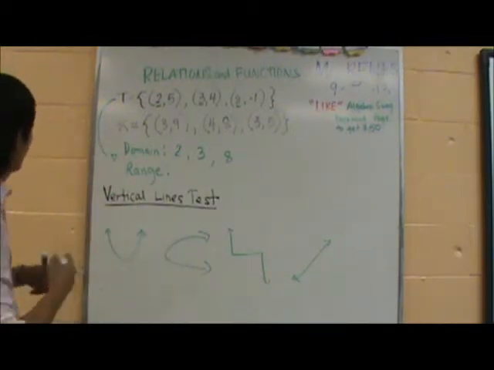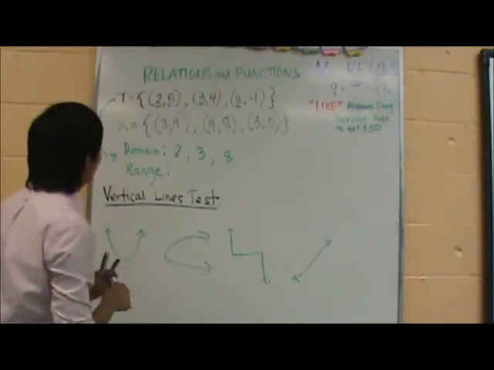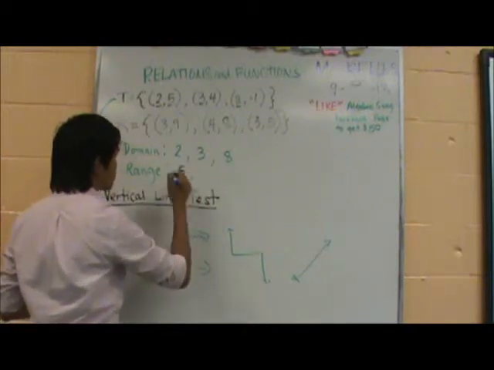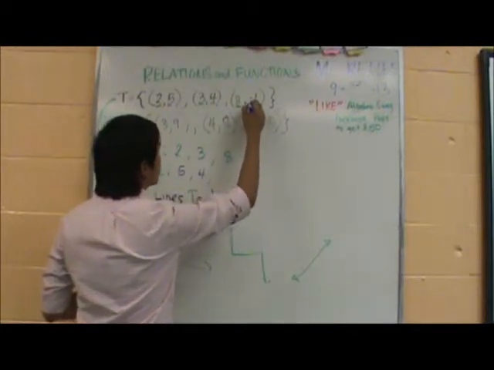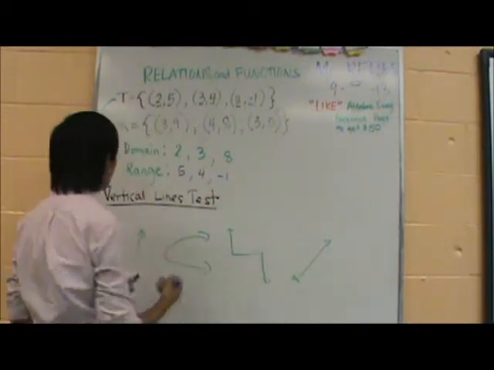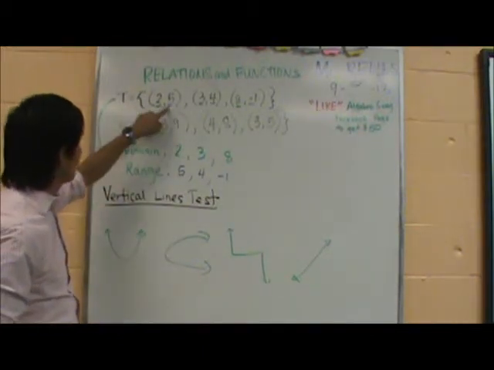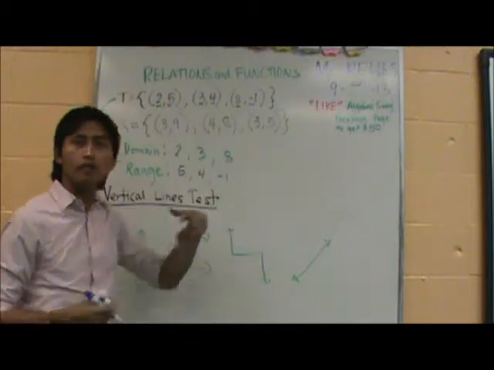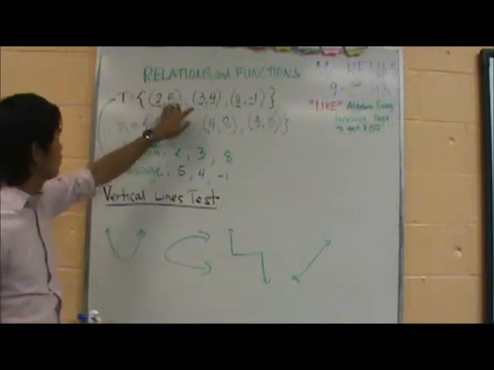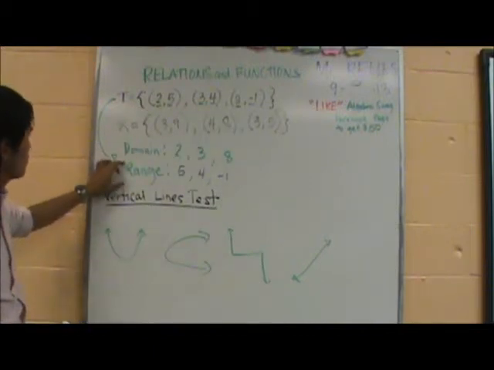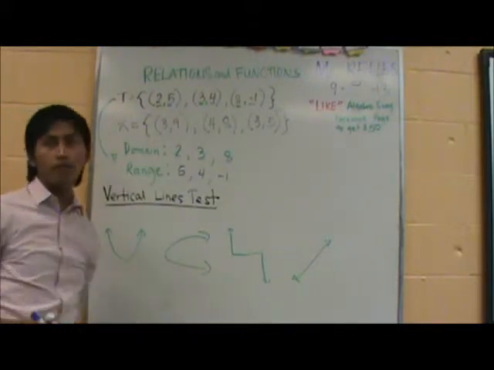Now the range is basically the y values, and we start with 5 for the first ordered pair, next 4, and another y value is -1. So for the range of set T, we got 5, 4, and -1. Once again, for the domain we're talking about the x values 2, 3, 8, and for the range we're talking about the y values 5, 4, and -1.